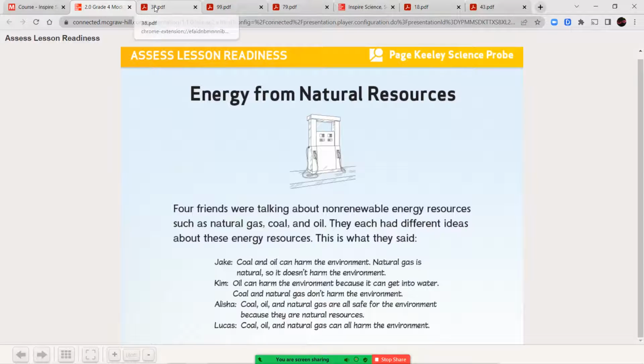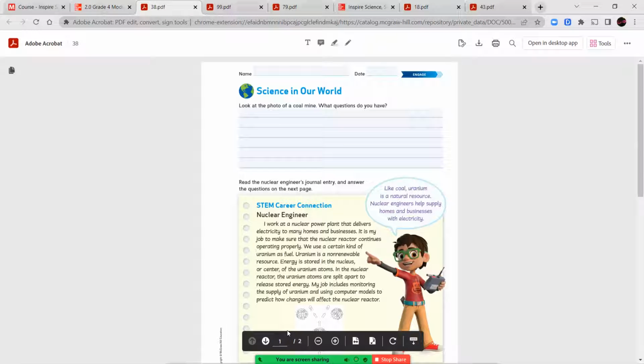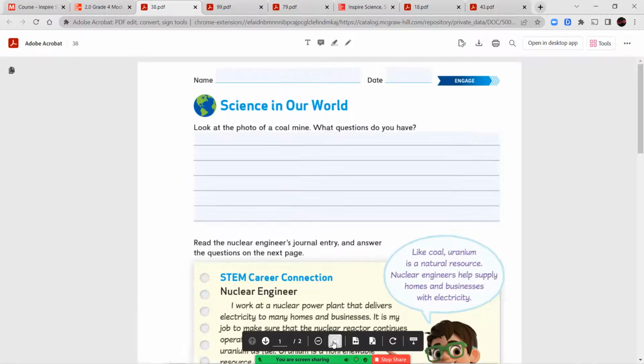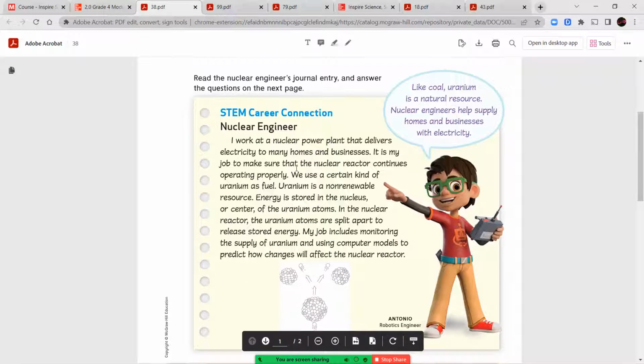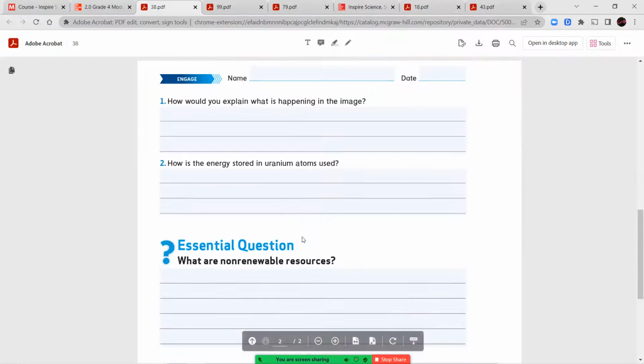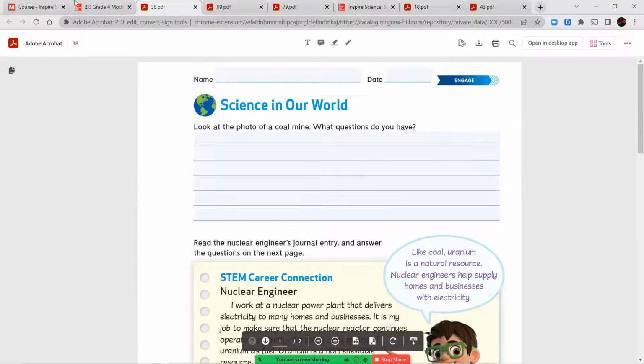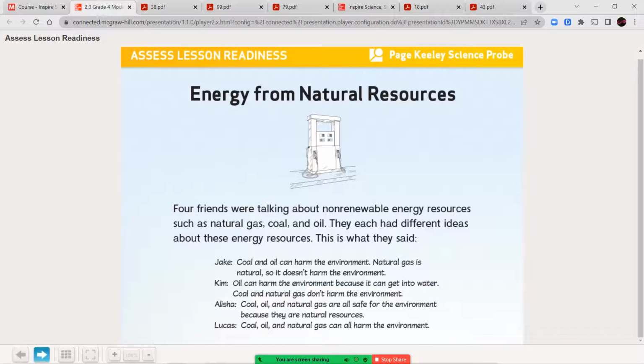Once you've completed that, we're going to go to the next page and we're going to look at the photo of a coal mine. You're going to write down at least 3 questions that you have, read the section about the STEM career connection about the nuclear engineer, and answer the questions on the following page. Let's go ahead and take a look at that photo together.